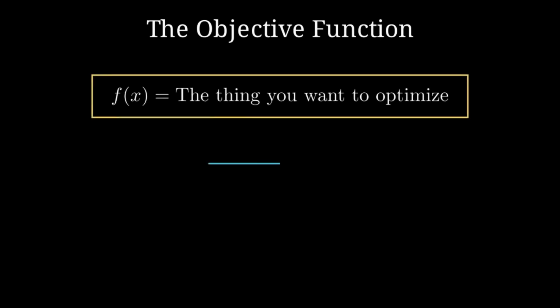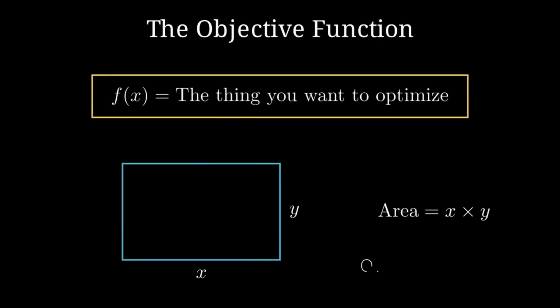The first step in any optimization problem is identifying the objective function. This is the mathematical expression for the quantity you want to maximize or minimize. If you are building a fence, your objective function might represent the area you want to enclose.